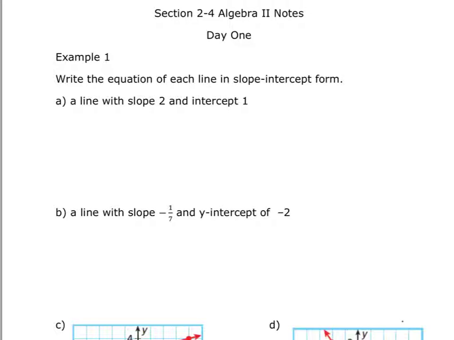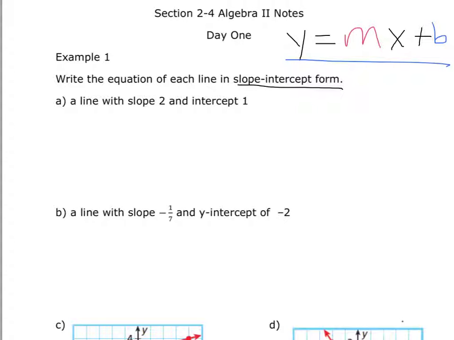In the first part of section 2.4, we're going to talk about writing equations of lines. Example 1 says write the equation of the line in slope-intercept form. Remember, slope-intercept form is y equals mx plus b, where m is the slope and b is the y-intercept. So our goal in this example is to write an equation that looks like that.